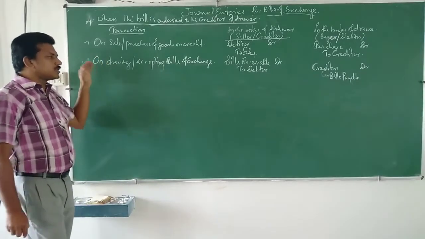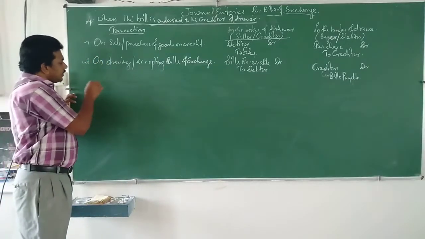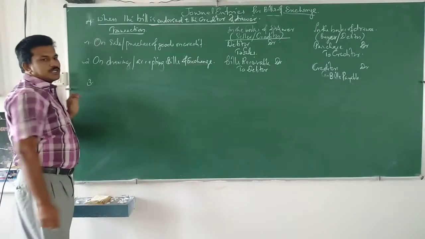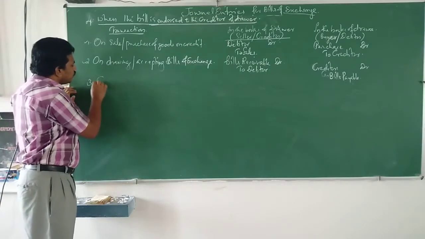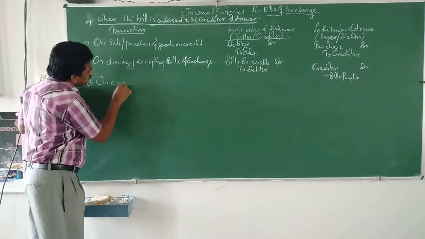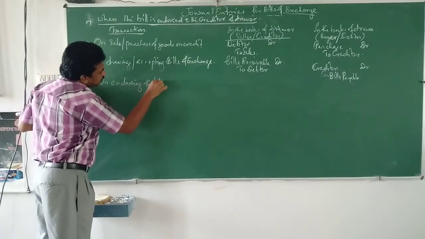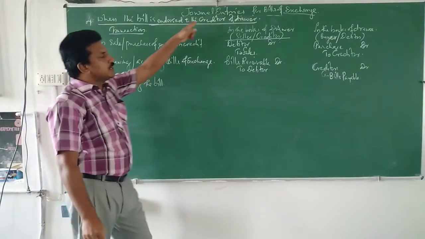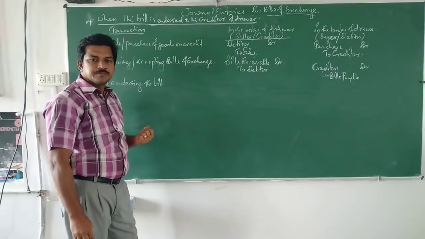As we told, the first two journal entries are same. Then what will be the third journal entry? The transaction is on endorsing the bill, that means on giving the bill to the creditor. What will be the journal entry?